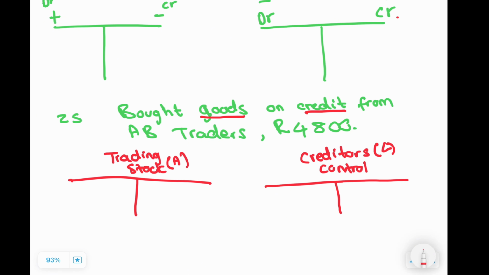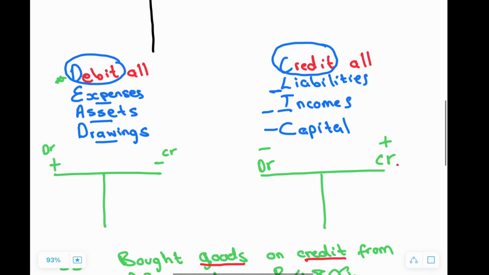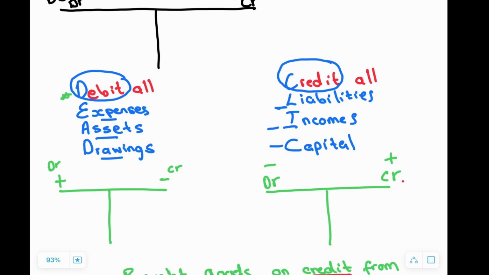Now let us go to our DEAD CLIC so we can know which side each account increases and which side it will decrease on. Looking at DEAD CLIC, the A, which is assets, our trading stock, is in the abbreviation DEAD. And we said that our accounts that fall under DEAD will look like this. Moving on to the creditors control account, it is a liability, and liabilities fall under the abbreviation CLIC. And we said our CLIC T accounts look like this.